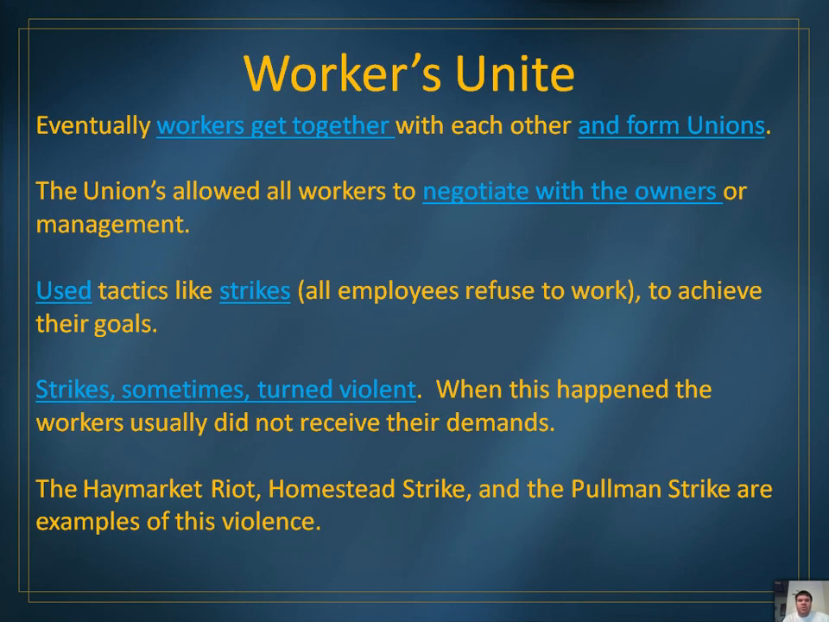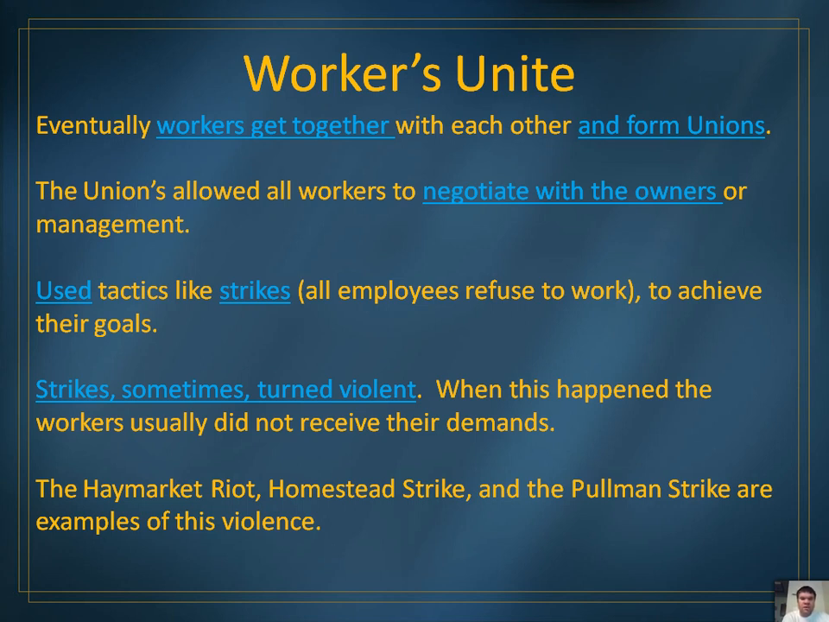Eventually, workers get together with each other and they form what are called unions. The unions allowed all the workers to negotiate with the owners or management. Sometimes the unions would use tactics like strikes, where all employees refused to work, to try to achieve their goals. But sometimes the strikes turned violent. And when this happened, the workers usually did not receive their demands. So when a strike turned violent, it was not good for the workers who were striking.